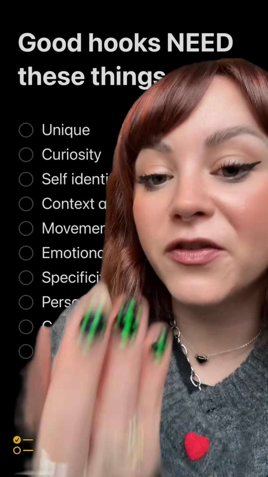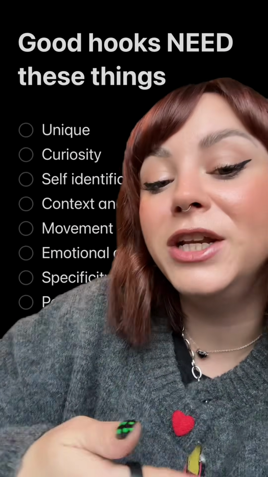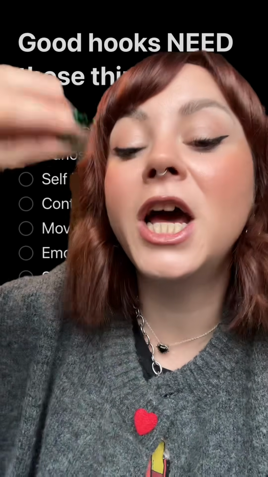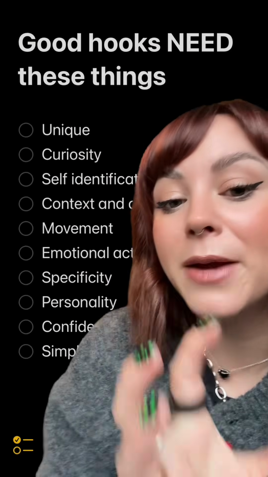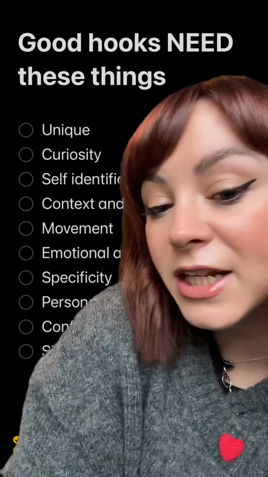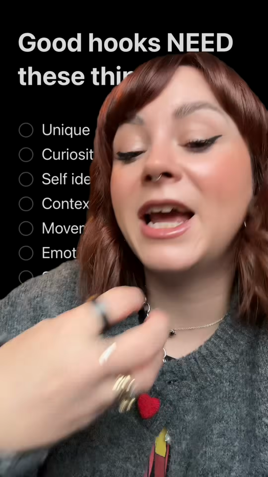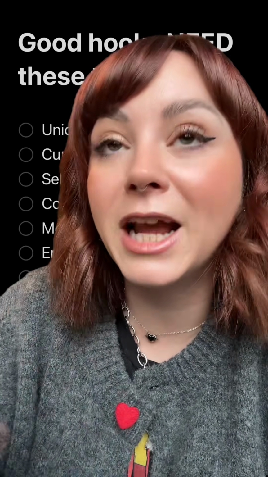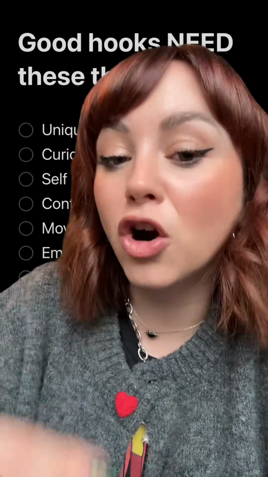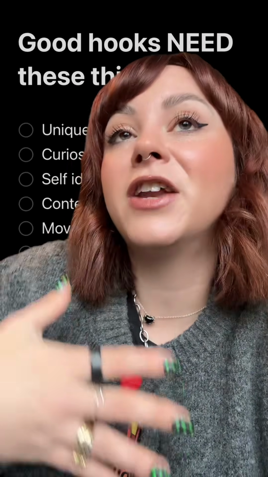Specificity. The best hooks are specific. Again, going back to self-identification, you need to let your audience know that what you're about to talk about applies to them directly. So try and be specific, not too broad. Personality is pretty important nowadays when AI is taking over content, and a lot of people are relying on AI scripts for their content. It's harder to stand out when you do this. You need to have an element of who you are, your energy at the beginning of your video.